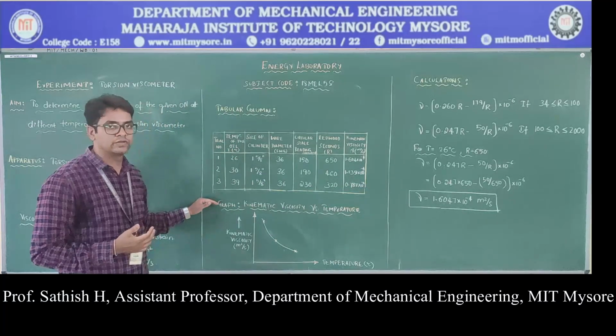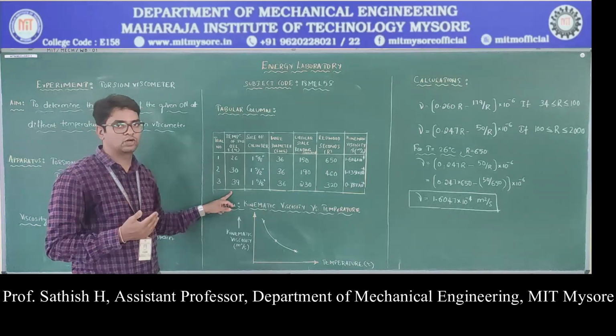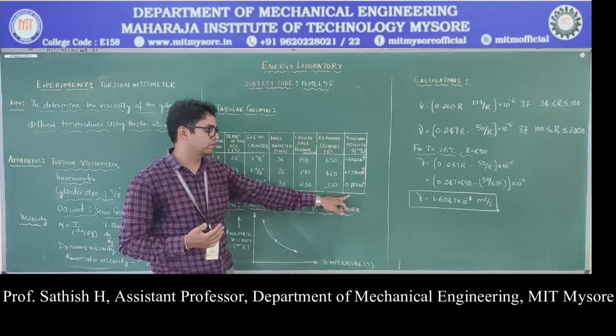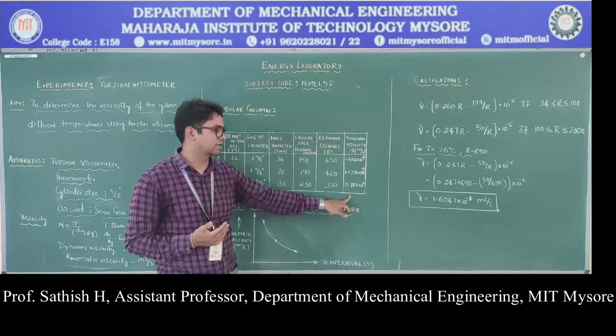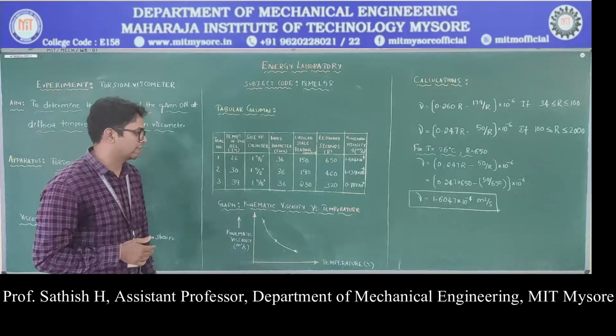Similarly, you have to repeat the third trial as well. Here, still we are going to heat up the oil. Now the temperature is 39 degrees, and by solving this, we will get this kinematic viscosity as 0.788 into 10 to the power of minus 4 meter square per second.